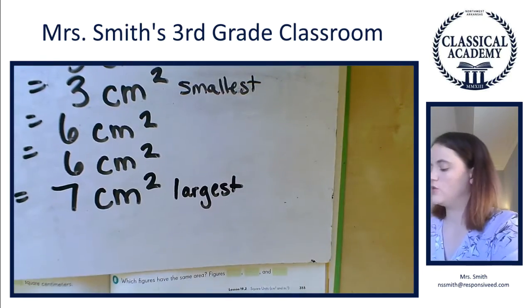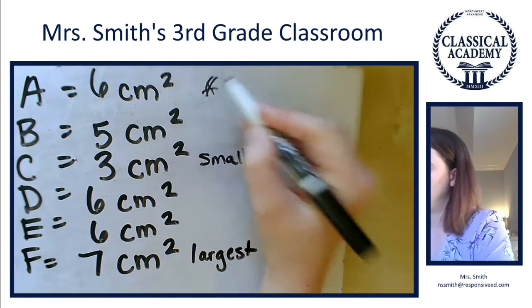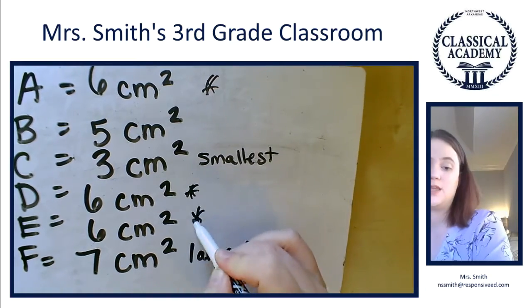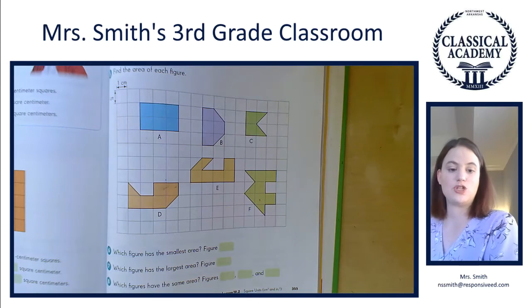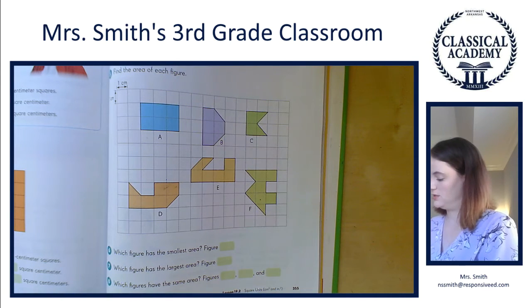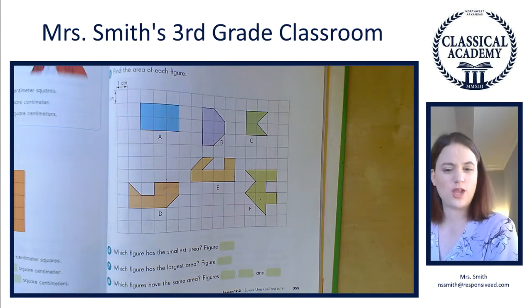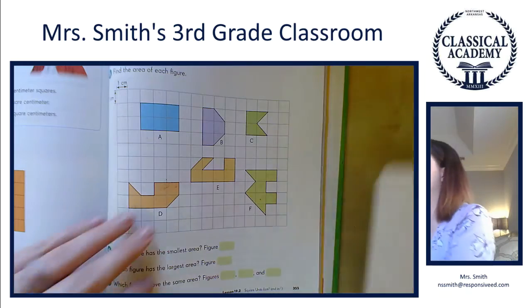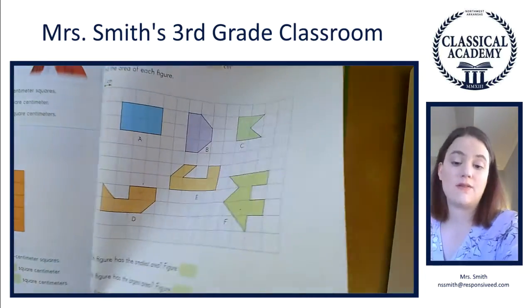And then it asks you a fun question. Which figures have the same area? Well, notice that A, D, and E have the same area. Now, are they all exactly the same shape? A, D, and E. Are they all the same looking? No, but they do have the same area. So remember that. They don't have to look congruent to have the same area.